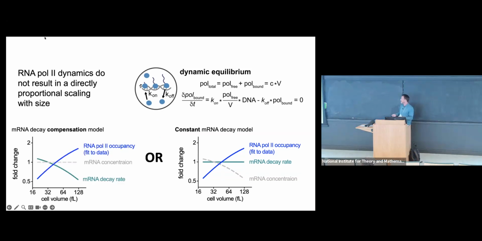So what would you need for the concentration to stay the same? Well, you would need the decay rate to decrease. The decay rate can't be flat. The decay rate would have to decrease. And so then we thought, well, let's measure the decay rate as a function of the size.